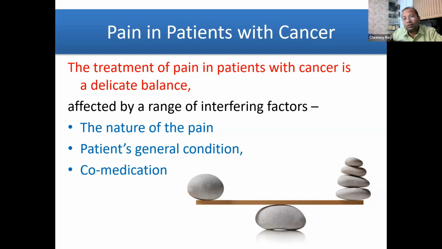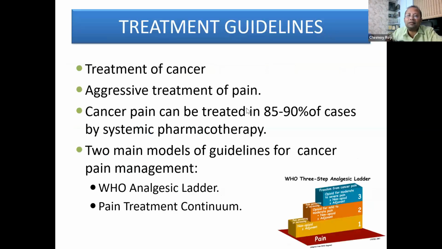Okay, and that's why when we do pain treatment, we use multiple methods, multimodal treatment, and also multidisciplinary treatment. So in that way, you get much fewer side effects with more effect. And there are also interfering conditions which tell us which drug to give and which drug not to give. Like if one patient has a cardiac problem, you will not give amitriptyline. So, treatment guidelines, treatment of cancer, aggressive treatment of pain.